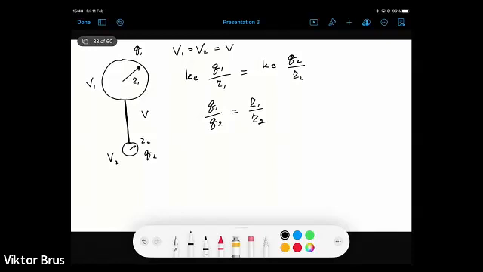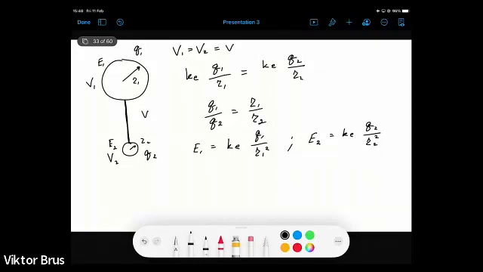Now let us consider the electric field created next to these spheres. So here we will have E2 and here will be E1. The magnitude of the electric field is equal to Ke times Q1 divided by R1 squared. Similarly, we can write for the second sphere. The electric field next to the surface of the second sphere will be E2 equal to Ke Q2 divided by R2 squared.